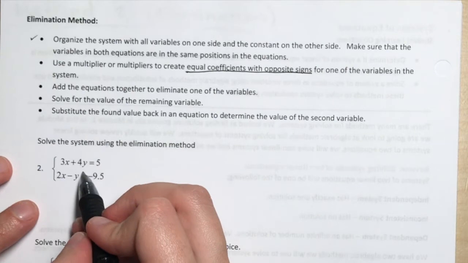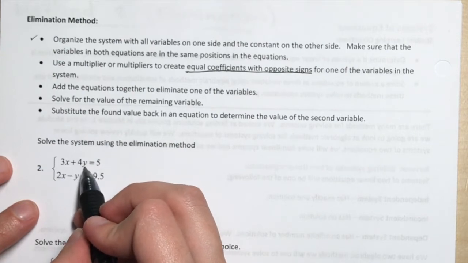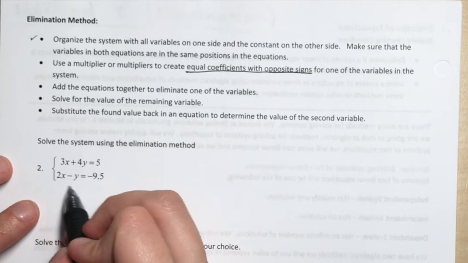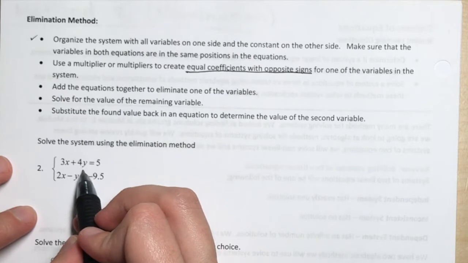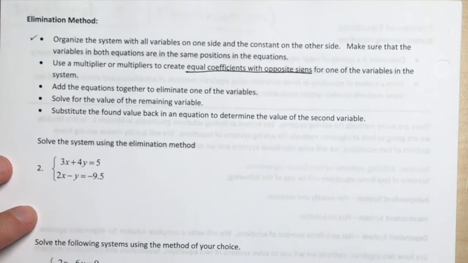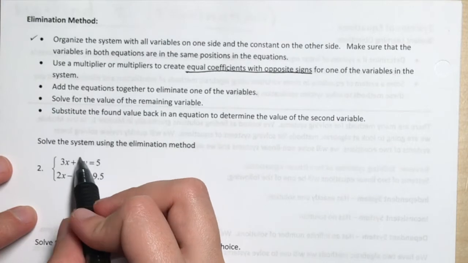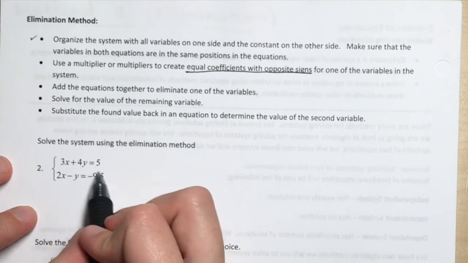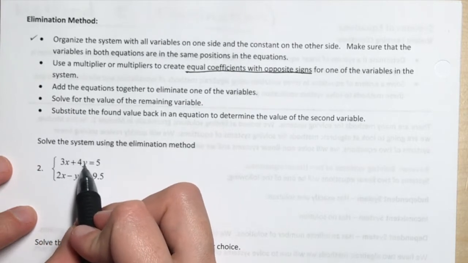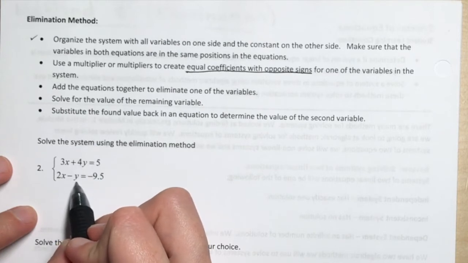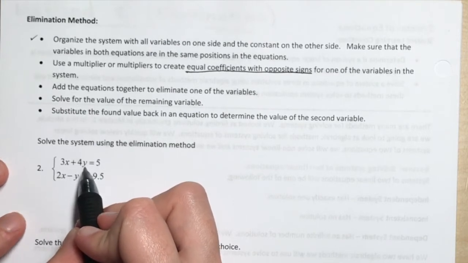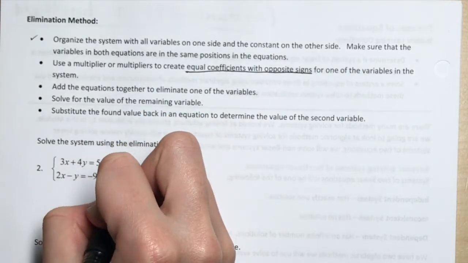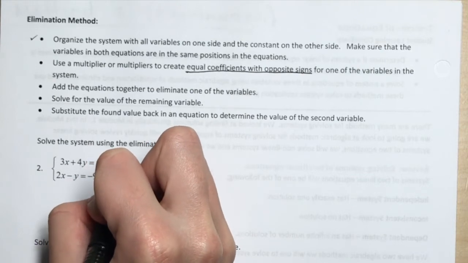Let's see if y is any easier. So we have 4y here, and we have negative y here. What would we have to multiply this equation by to have an equal coefficient with an opposite sign? Just by 4, right? Very simple. If we multiply this whole equation by 4, then we'll have a coefficient here of negative 4y and here of positive 4y. So that's equal coefficients with opposite signs. So let's do that. So times 4.